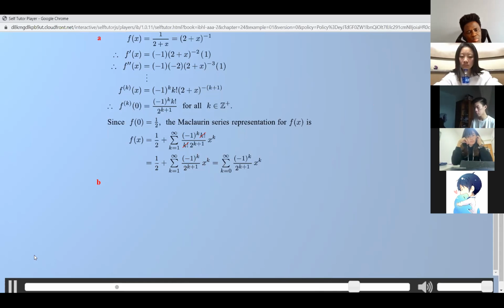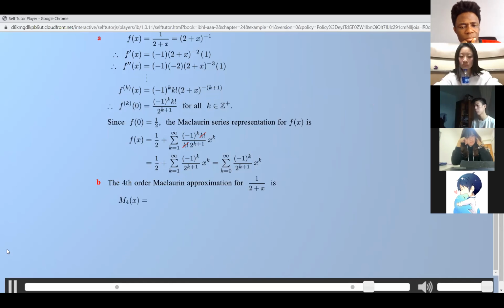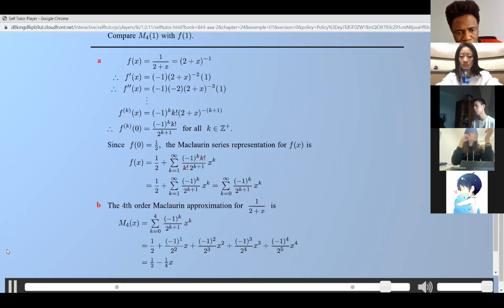Having found a general formula for the Maclaurin series, we now consider M4 of x, which is the 4th order or 4th degree Maclaurin polynomial approximation for f of x. In this case, we take the summation from 0 to 4. We know the first term is 1/2, and we add on the terms with k equals 1, 2, 3, and 4. We then evaluate each of the coefficients, so we have a neatly written quartic.